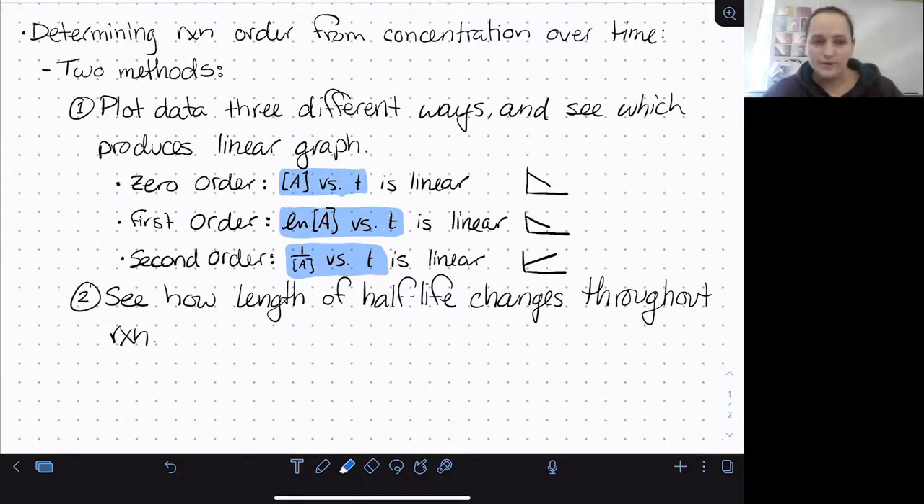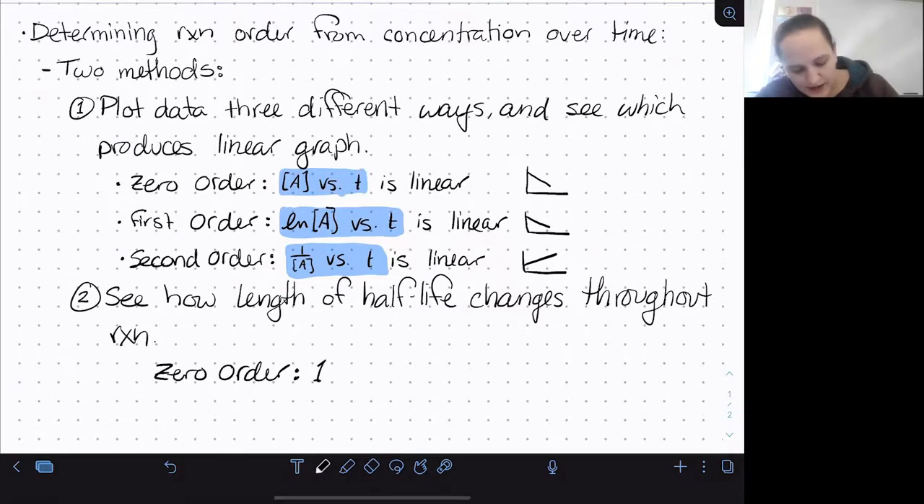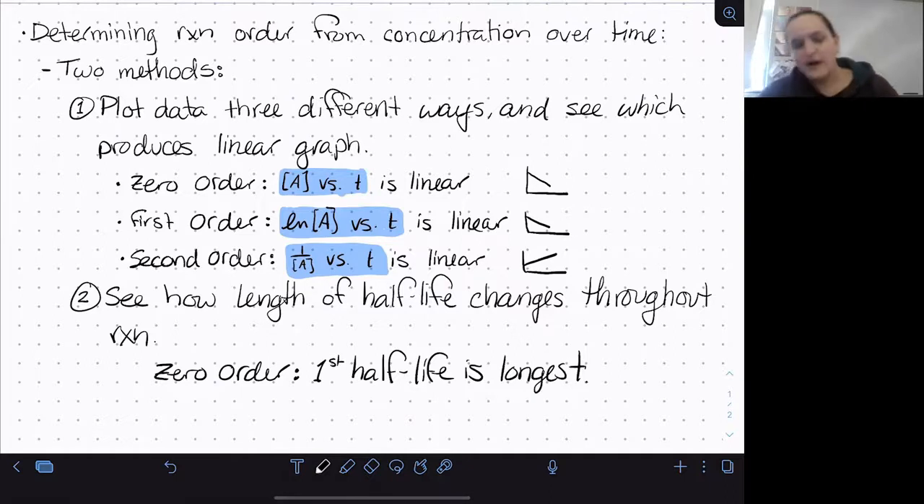The other thing that you can do is to see how the length of a half-life changes throughout your reaction. So for a zero order reaction, the first half-life is the longest, and they get shorter and shorter after that. So getting from 100% of your starting material to 50% takes longer than getting from 50% to 25%, and so on and so forth. They get shorter and shorter as you go on.